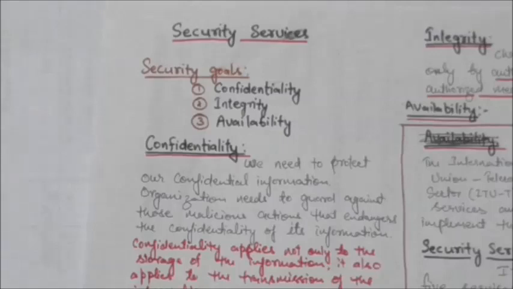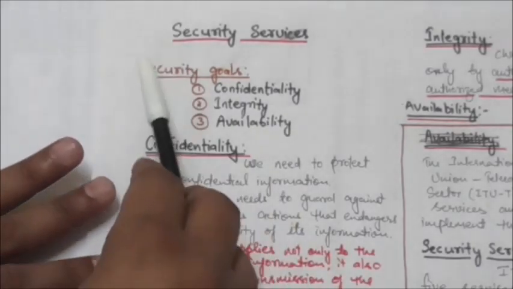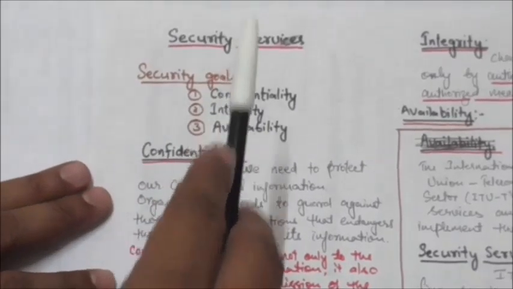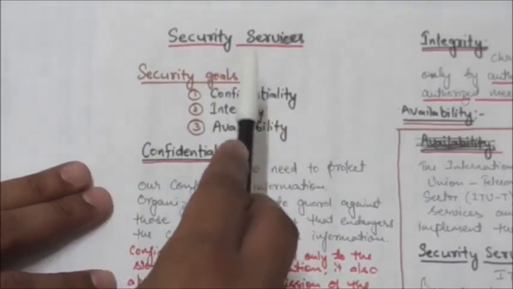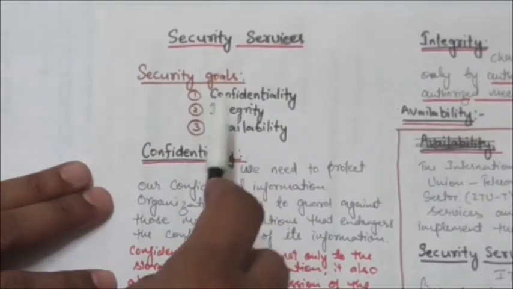Hello friends, welcome back. In the previous tutorial we studied about active attacks and passive attacks. In this tutorial we will study about security services. First of all, we will discuss security goals. There are three security goals: confidentiality, integrity and availability.